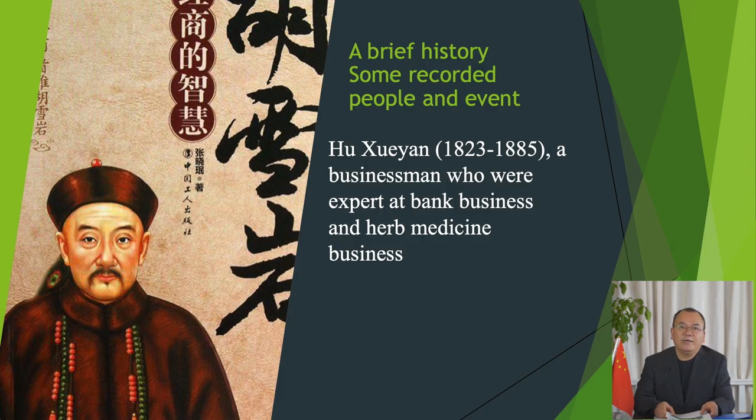In recent history, another very famous businessman whose name is Hu Xueyan, about 150 years ago. Mr. Hu is an expert at bank business and herb medicine business. So if you visit Hangzhou today, you can still find the location of his business, Huqing Yutang. And Hu is also an expert in public relationships and how to use public relationships in his business, especially the public relationship with the government.